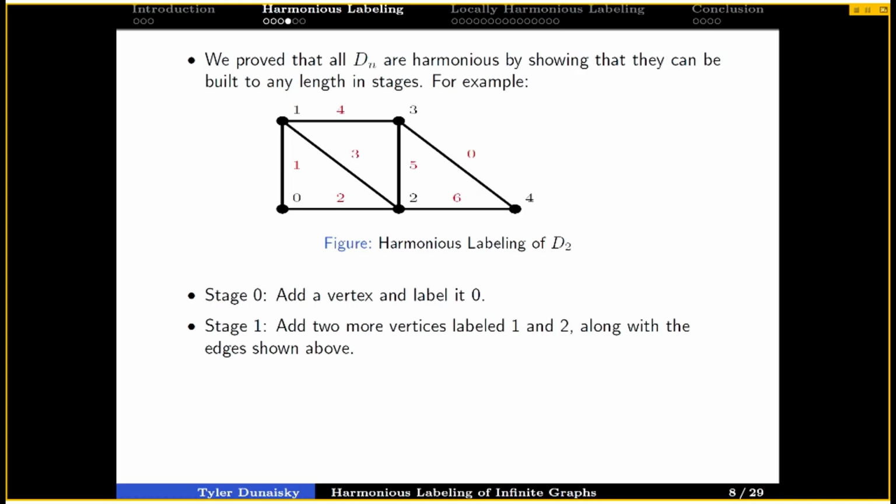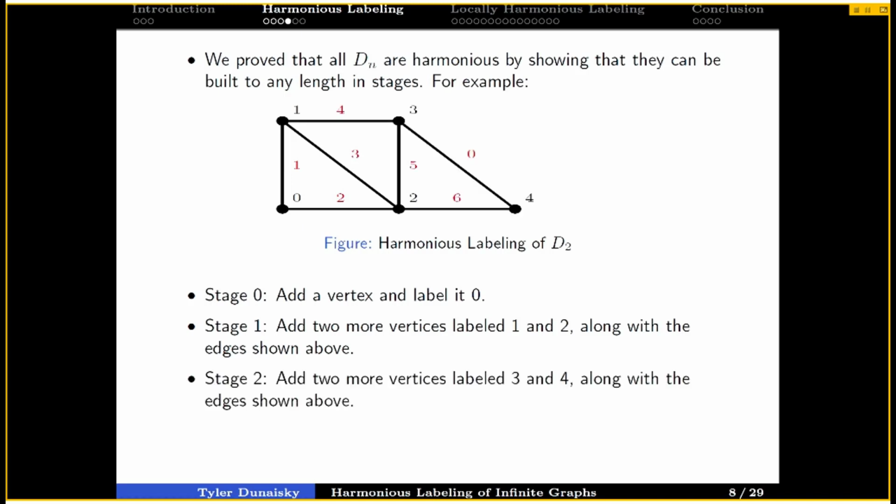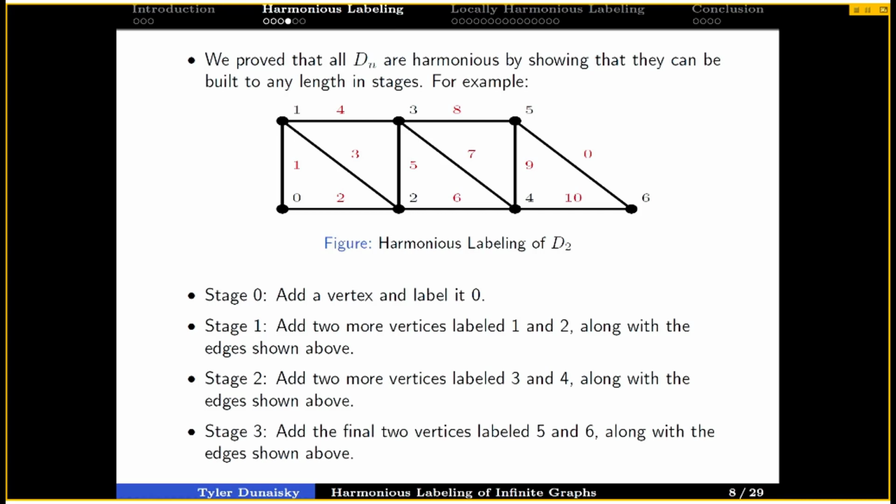0. And then for the next stage, we have 2 more vertices, labeled 3 and 4, along with these 4 edges. So now this edge used to be 0, but it's now 3, since we're modding out by 7 now. And this is equal to 0. And then for our final stage, we have 2 vertices, 5 and 6, and these 4 edges. And again, this takes you to 7, and this is even now. So note that at every stage of our building, the graph was harmonious. So we can say that all of these graphs will be harmonious.